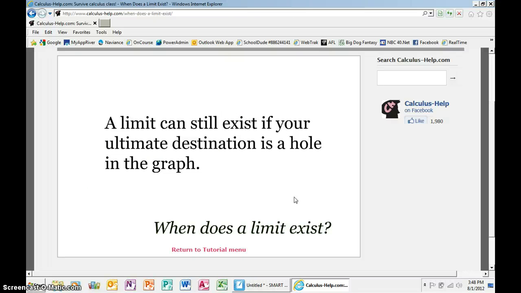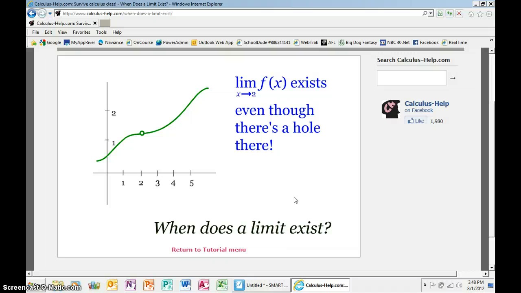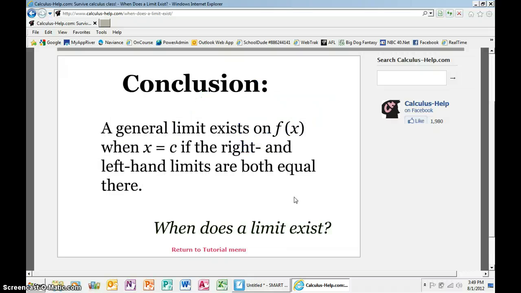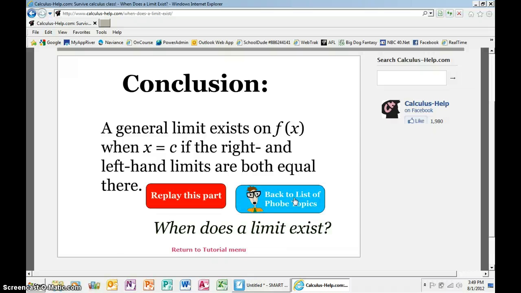The truth is, the limit will exist even if the diner's not there, because you still arrived at the same place. In other words, mathematically, a limit can still exist if your destination is a hole in the graph, because it doesn't matter whether or not the point is actually there. What matters is that you arrived at that point, coming from the right side and the left side. In conclusion, a limit exists on a graph if you arrive at the same height coming from both the right and the left side of the given x value.